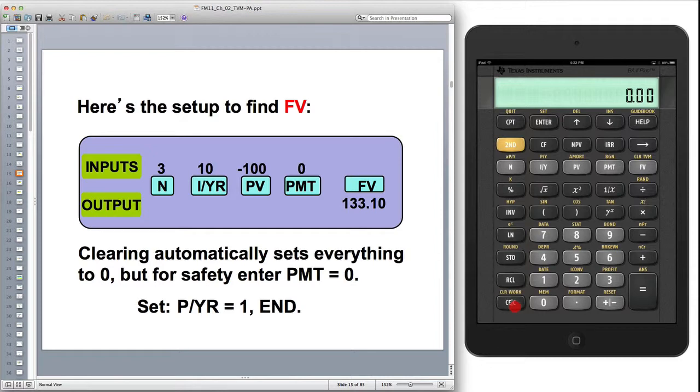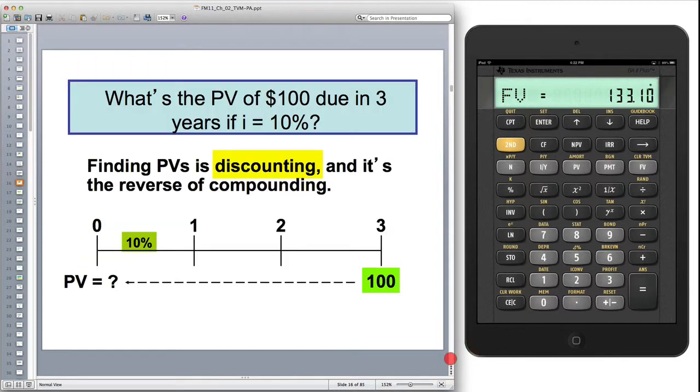So once again, compute future value is 133.1. Next topic is how do we calculate the present value given a future value. This becomes a little bit more interesting, and a lot of finance is basically about assessing the current or the present value of a series of expected future cash flows, right?